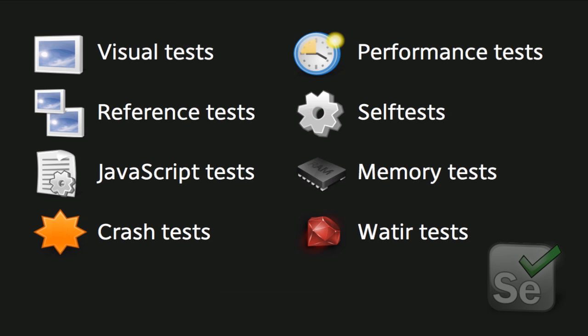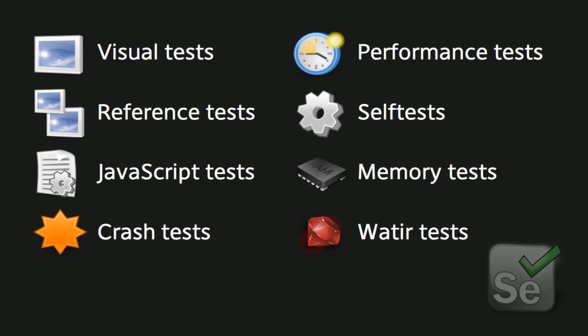This is a list of the different tests that we have in our system. We have visual tests, which are basically screenshots. So we take a web page and take a screenshot of it and compare it with an old screenshot that we've stored from before. We have reference tests, which is the new kind of visual test, where you basically take a screenshot of one page, then go to another page, which renders the reference of that page, and compare them. So if they're different, then it's a fail.